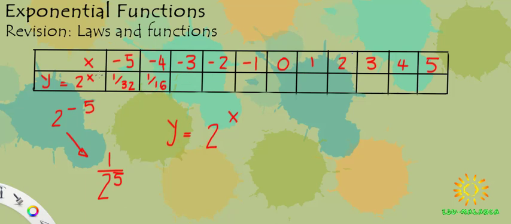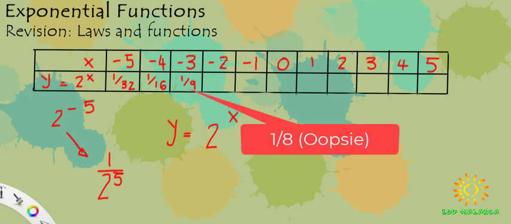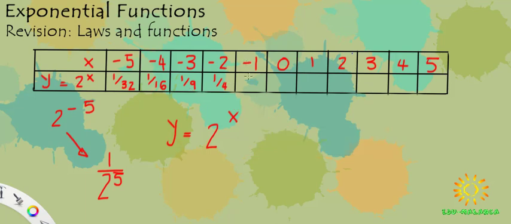Let's continue. 2 to the power of -3 is equal to 1 over 8. 2 to the power of -2, that's 1 over 4. 2 to the power of -1 now, it's 1 over 2. And 2 to the power of 0, so we no longer have the powers being negative. Again, when you have 2 to the power of 0, if you remember exponential laws, this is the zero power law, and it states that any number to the power of 0 is equal to 1.